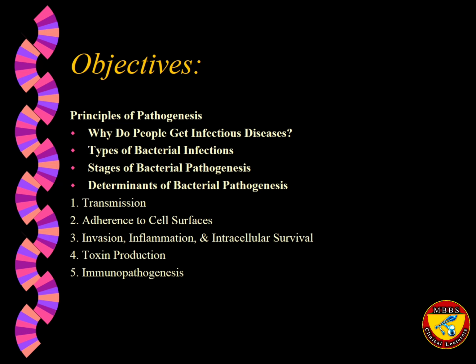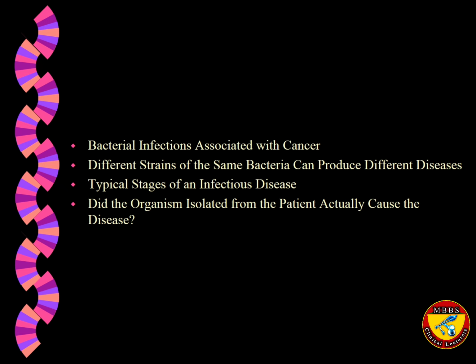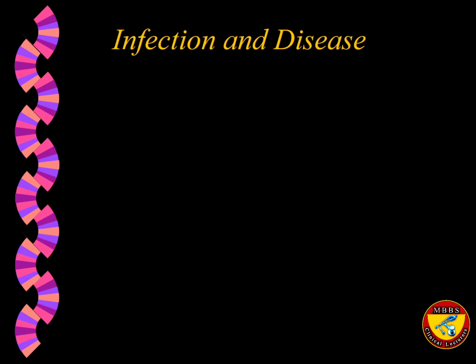So this pathogenesis of bacterial infections has been divided into two lectures. This is part one of the two lectures, and we'll discuss up to the invasion and inflammation, but we won't discuss toxin production and immunopathogenesis in this one. Also, bacterial infections associated with cancer, different strains of bacteria and how they produce different diseases, and typical stages of the infectious disease, we'll come to that in the second lecture, not in this one.